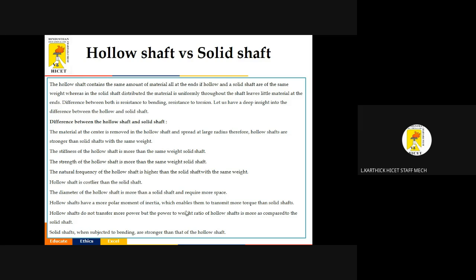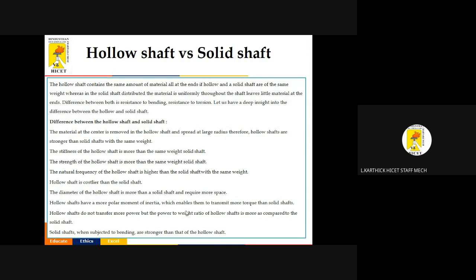Okay. And hollow shafts do not transfer more power. They do not transfer more power, but the power to weight ratio of the hollow shaft is more as compared to the solid shafts. For transferring more power, the solid shaft is quite higher, but in power to weight ratio, the hollow shaft is better than the solid shaft. And another important factor: the hollow shaft is slightly lower than the solid shaft when it is subjected to bending force. Solid shafts are stronger than the hollow shafts only when subjected to bending. Other than that, we have plenty of positives in hollow shafts.